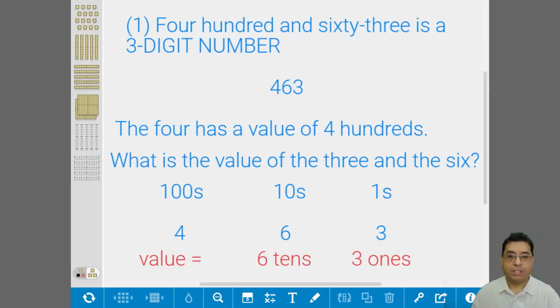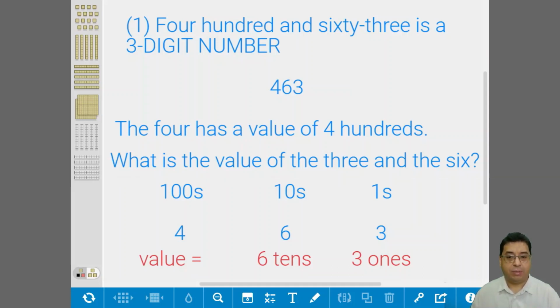So for my first example here, I've got 463, which is a 3-digit number. So I've got it in word form and number form here. What I'm going to do is just have you identify the place value for each one of these. So 4 has a value of 400s. What is the value of the 3 and the 6?